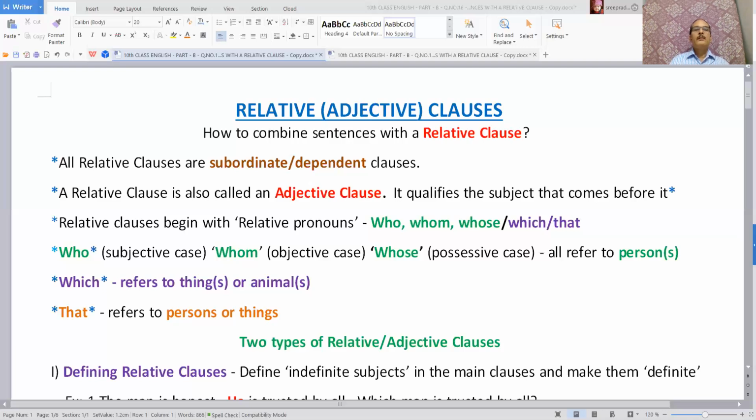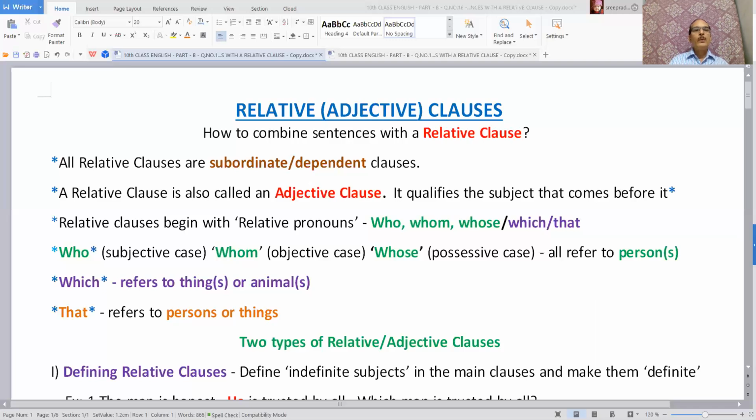Relative clauses begin with relative pronouns. What are these relative pronouns? Who, whom, whose, which, and that. Who, whom, whose, these three refer to persons. Which refers to only things, and that refers to things as well as persons.